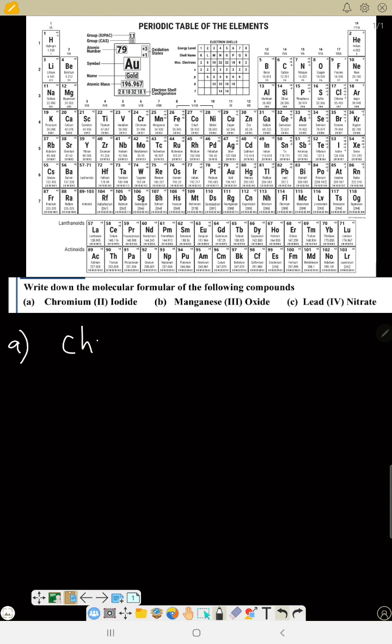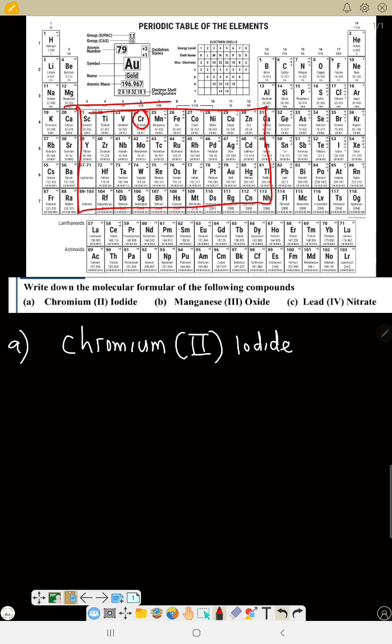So A, chromium 2 iodide. Now check chromium. You will see chromium is here, so it's in this circle. That means anyone that falls here is a transition metal, thus we use a Roman numeral for the valency. So what is the valency for chromium? Here is the one you see in the Roman numeral, 2. Chromium symbol is Cr, so the valency is 2.